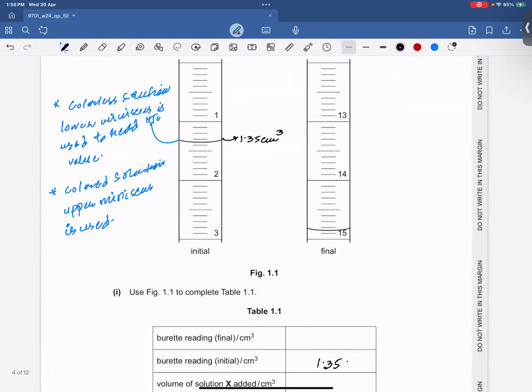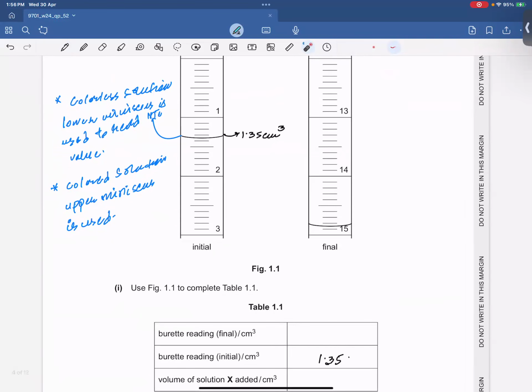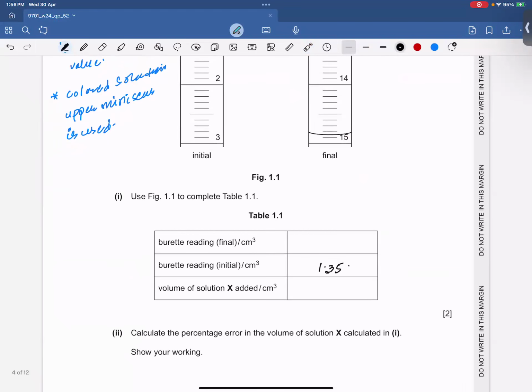Final burette reading. So it's basically 14, 14.1, 14.2, 14.3, 4, 5, 6, 7, 8, and 9. So this value exists between 8 and 9. So it's again going to be 14.85.